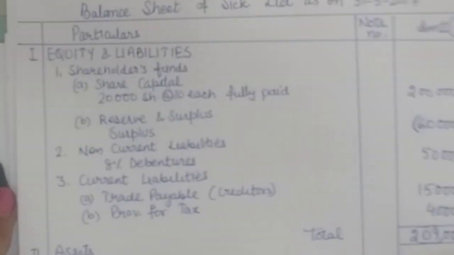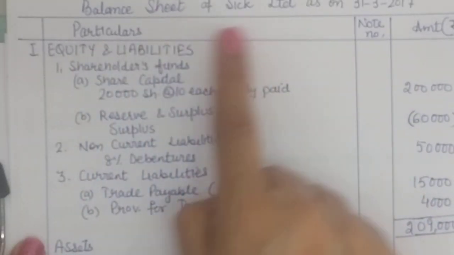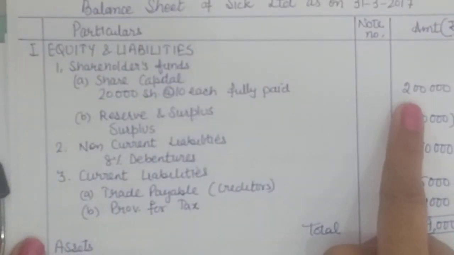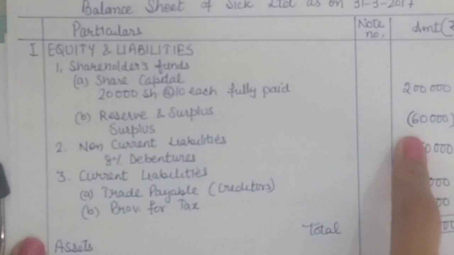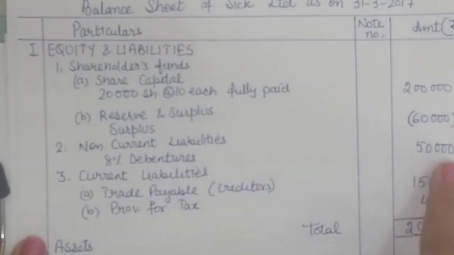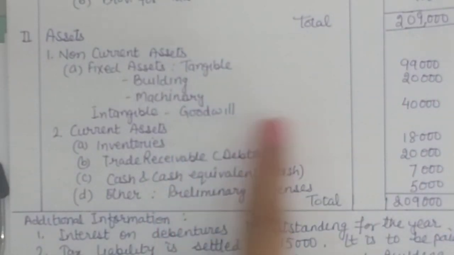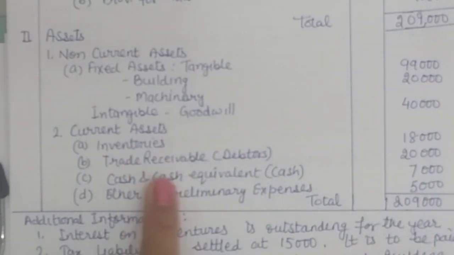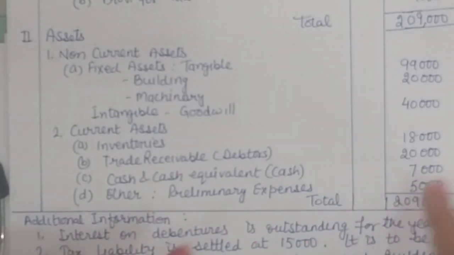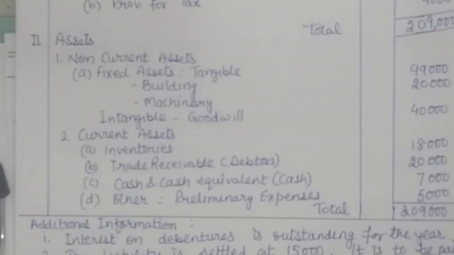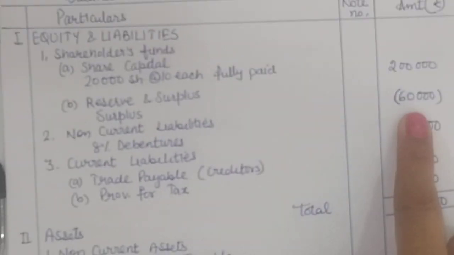Like take the case of this company's balance sheet. Shareholders' capital is 2 lakh. They have surplus negative 60,000. They have debentures as a liability, creditors, and provision for tax. Now when we look at assets, they have tangible assets, building and machinery, goodwill 40,000. Apart from current assets, they have preliminary expenses. So a major chunk of their assets is in the form of intangibles and expenses, and they have accumulated losses over a period of time.